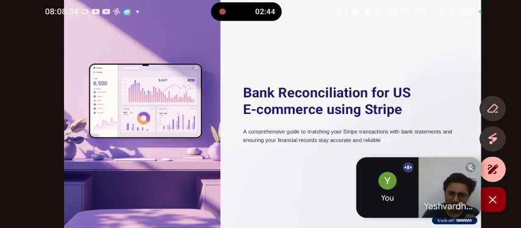Is it a mistake of the bank? Did Stripe deduct something? Or is there a refund that was not recorded? Well, this is exactly where bank reconciliation becomes extremely important. Today, I will explain bank reconciliation for a US e-commerce business that uses Stripe as a payment processor.